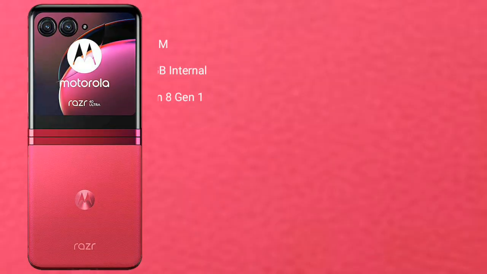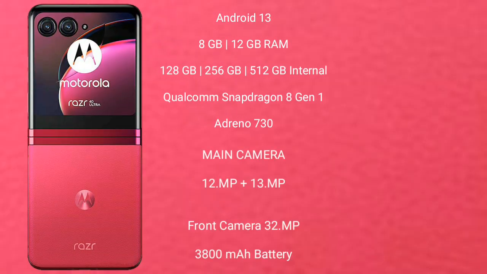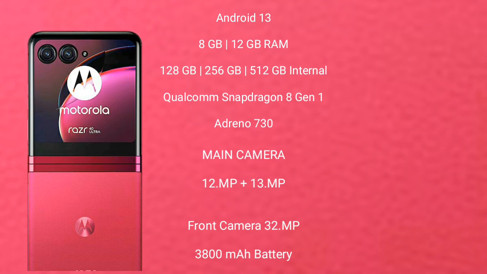Motorola Razr 40 Ultra runs on the Android 13 operating system. It comes with 8GB, 12GB RAM and 256GB, 512GB internal storage, Qualcomm Snapdragon 8 Gen 1 processor and its GPU is Adreno 730. Motorola Razr 40 Ultra rear set dual camera setup 12MP plus 13MP and its front camera 32MP. 3800mAh battery, 30W fast charging support.